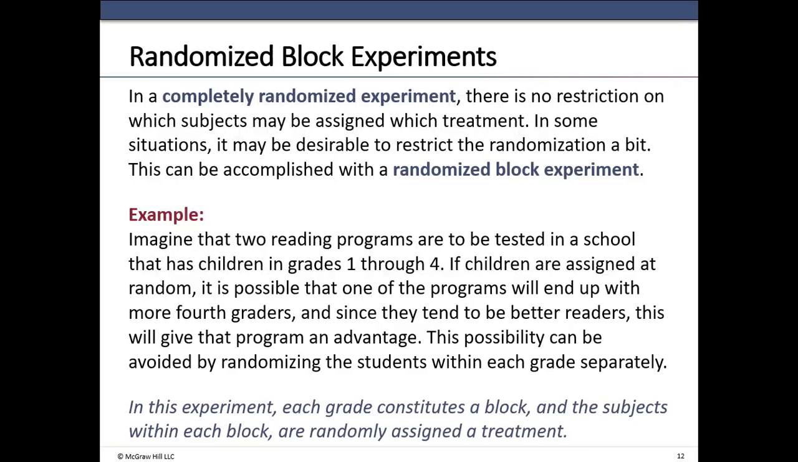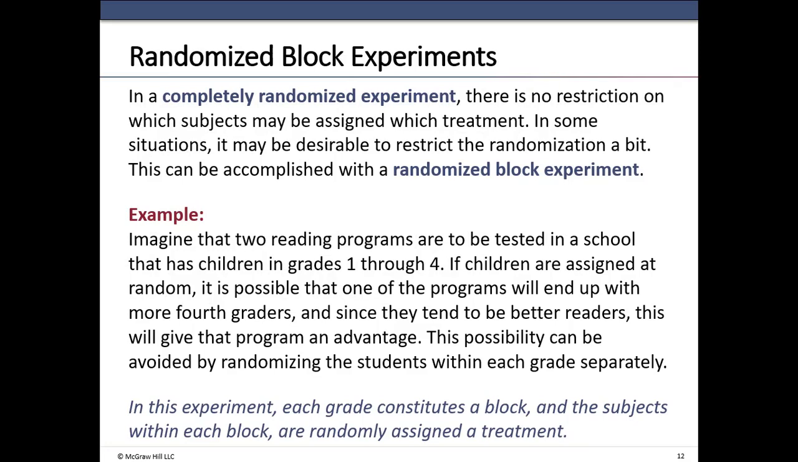So, imagine two reading programs are to be tested in a school that has children in grades 1 through 4. If children are assigned at random, it is possible that one of the programs will end up with more fourth graders. And since they tend to be better readers, this will give that program an advantage. This possibility can be avoided by randomizing the students within each grade separately.